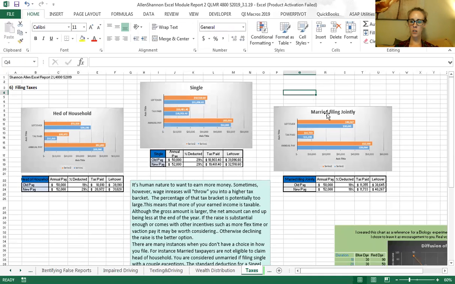Thanks for bringing it up again. Married filing jointly is also a 19% tax deduction.